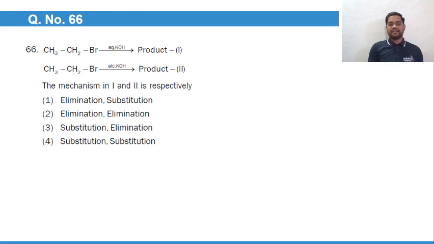66. Ethyl bromide with aqueous, it is substitution. Ethyl bromide with alcoholic, it is elimination. So substitution, elimination. And then 66, option number 3 is the right answer.